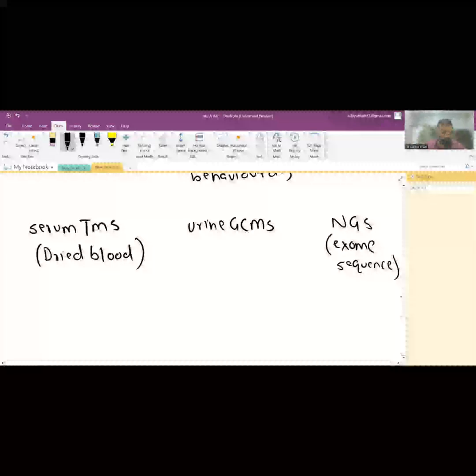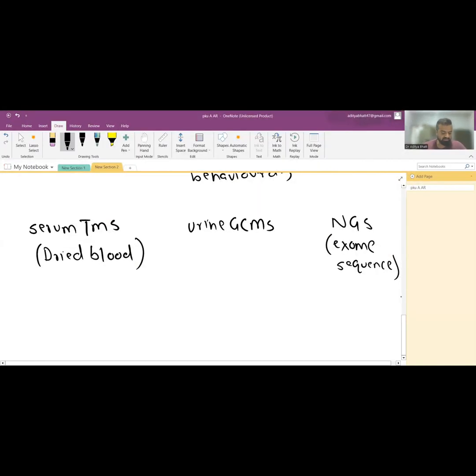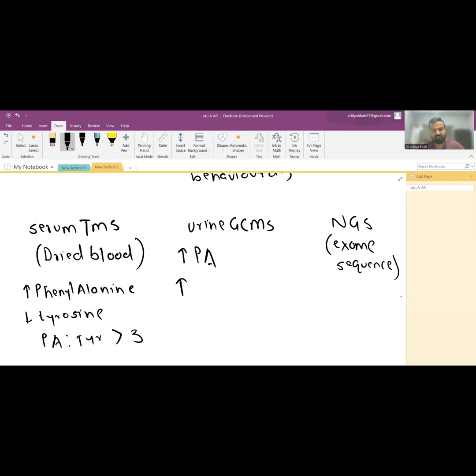So in TMS, what will you find? There is increased phenylalanine and decreased tyrosine, and the ratio of phenylalanine to tyrosine is more than 3. In urine GCMS, there is increased phenylacetate, increased phenyllactate, and increased phenylpyruvate. And in molecular next generation sequencing, you see PAH mutation. So this is how you diagnose the patient.